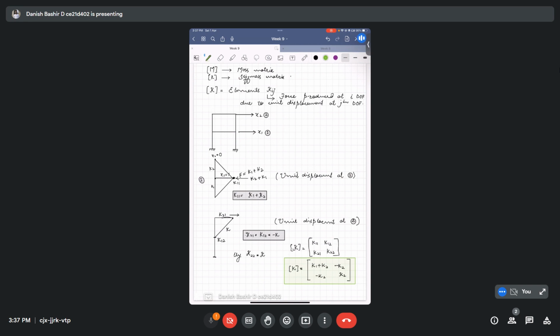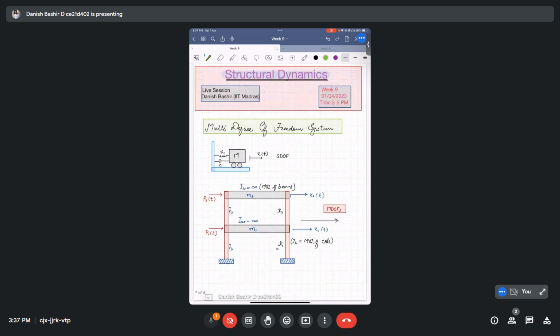Here we can have K11 as, since I forgot to write one thing here, K1 will be equal to, we know it from structural analysis.